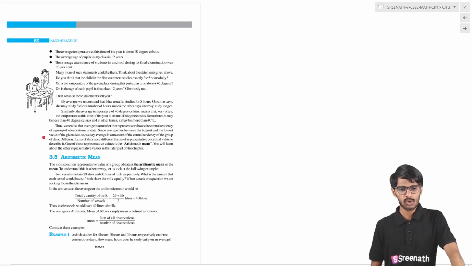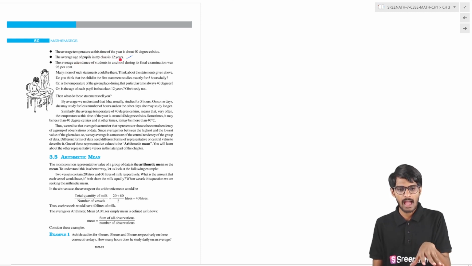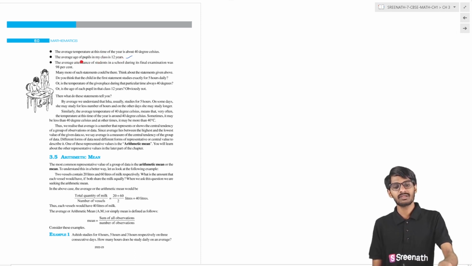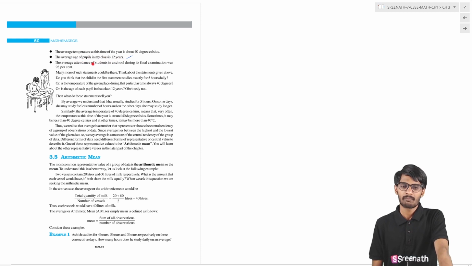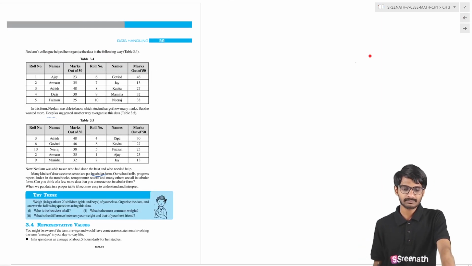Now if you try to understand these example statements: the average age of pupils in my class is 12 years. Does it mean all the pupils in the class are 12 years old? No, it's not the right thing. Many of them may be, but the average age is 12 years, not all are 12. The average temperature at this time of the year is about 40 degrees Celsius. Does that mean it is always 40 degrees? No, it may be greater than 40, it may be lower than 40.